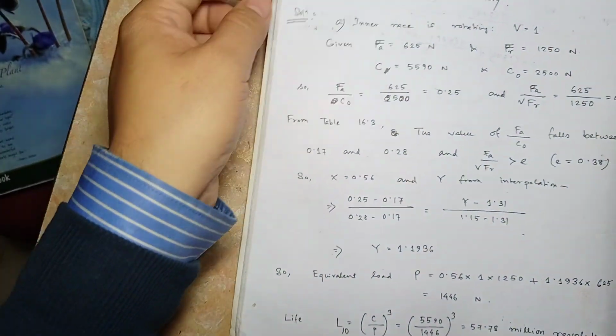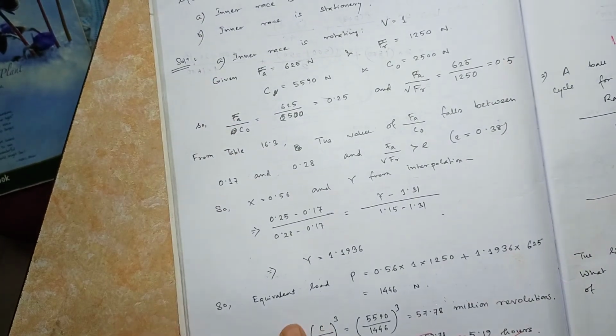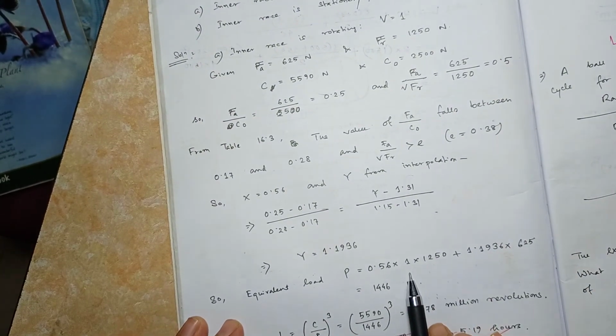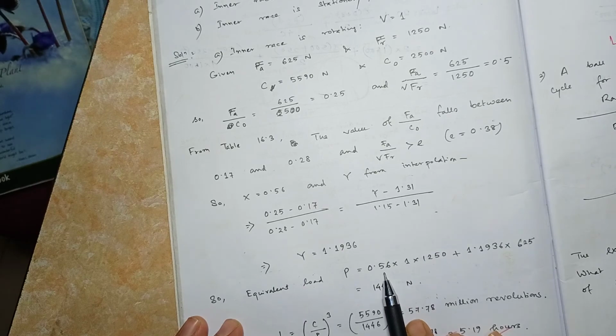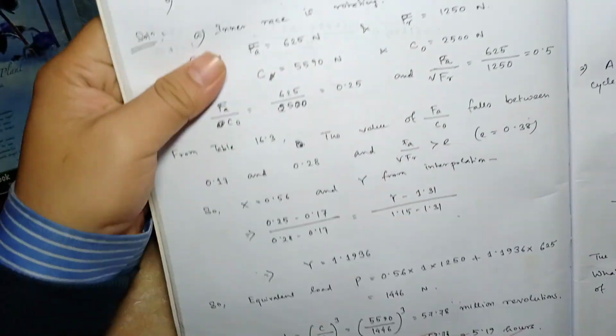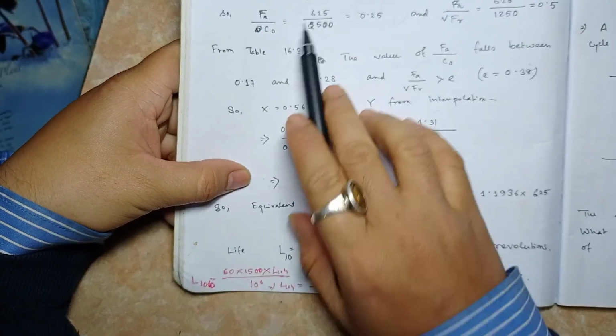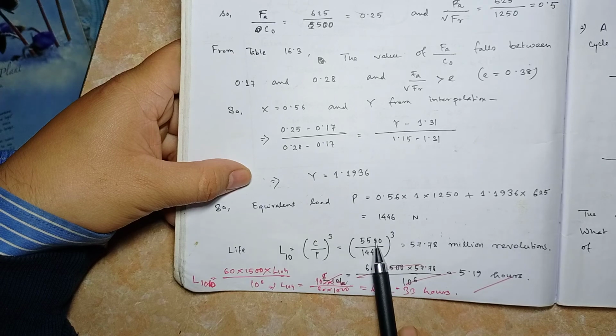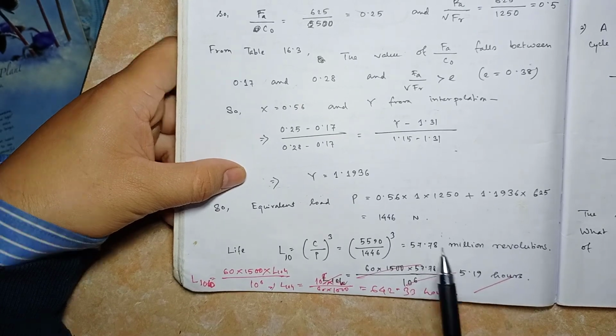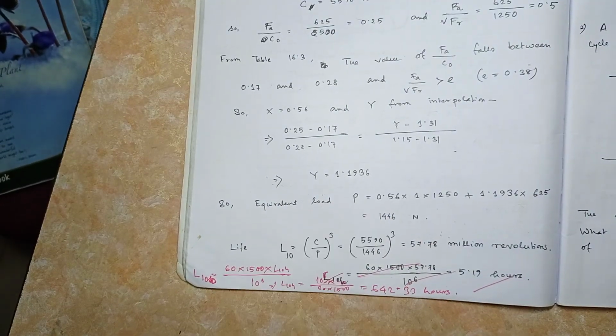Okay, fine. Now the equivalent load. Now you have V is 1, X is 0.56, and Y is this. So we have got P, and from here we know the value of capital C, that is the dynamic load carrying capacity, which is given. So the life is 57.78 million revolutions.